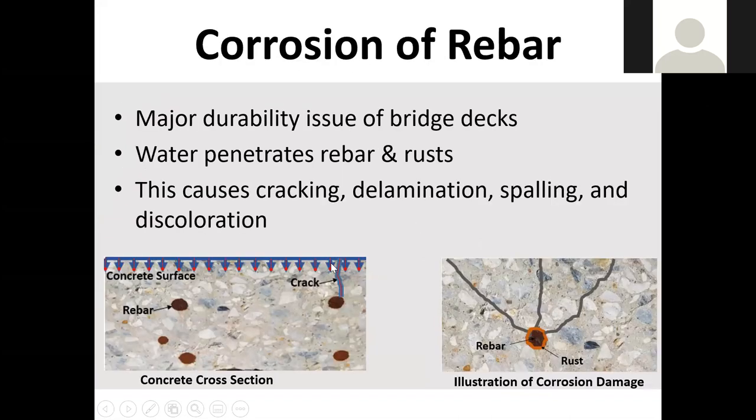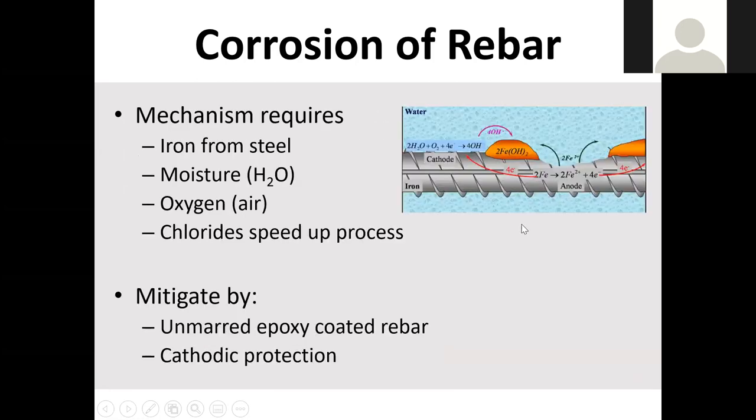Corrosion, like I talked about: if you have a crack on the surface, the moisture goes straight to the rebar. That rebar may start rusting and corroding, then it causes cracking, and then it may spall off. You get exposed rebar. Eventually it will rust enough where your rebar will fail and won't hold load anymore. So you have to replace it.